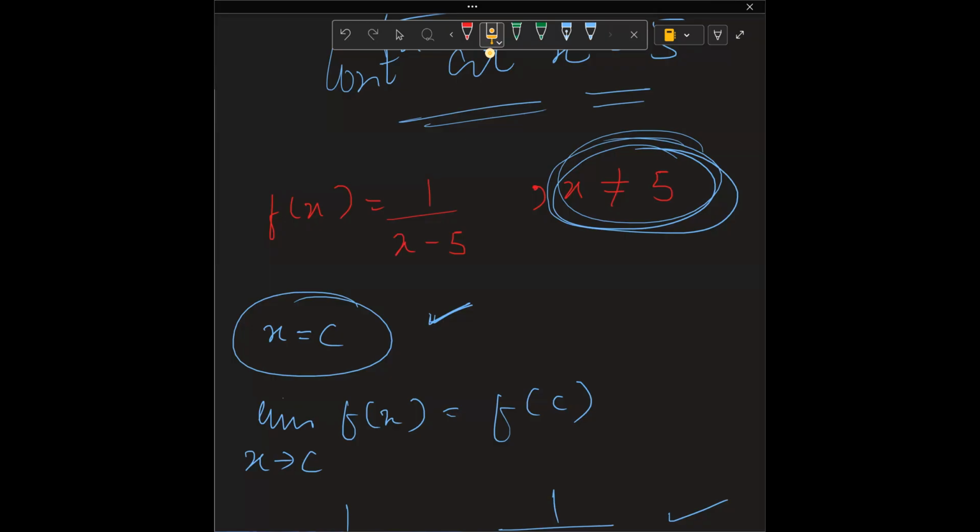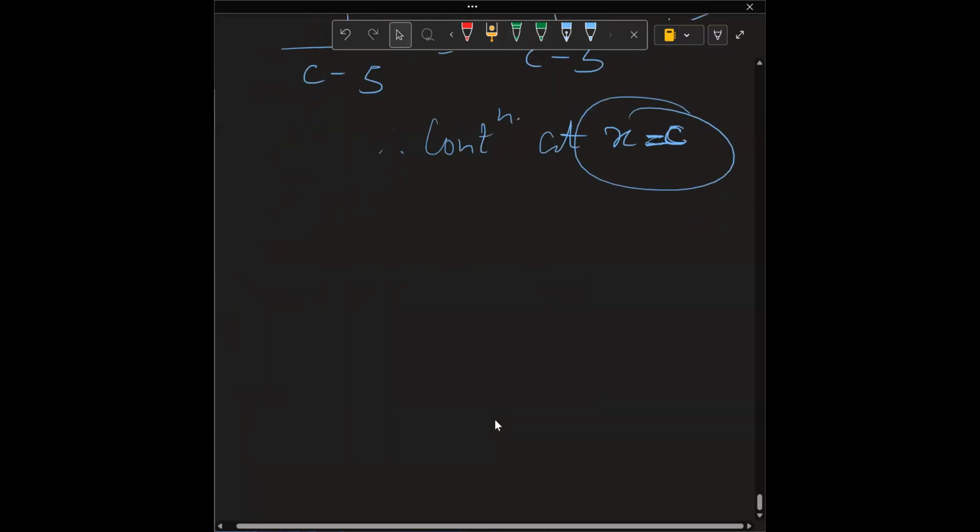Understood? Yes, sir. And this is also important: until or unless you are given some particular x, अगर आपके पास कोई पर्टिकुलर x नहीं है तो आप x इक्वल्स टू c पे करोगे क्वेश्चन. Okay, sir.